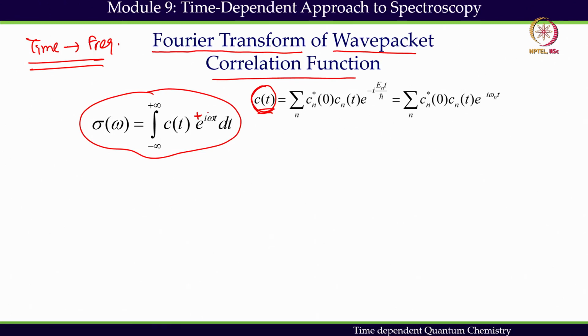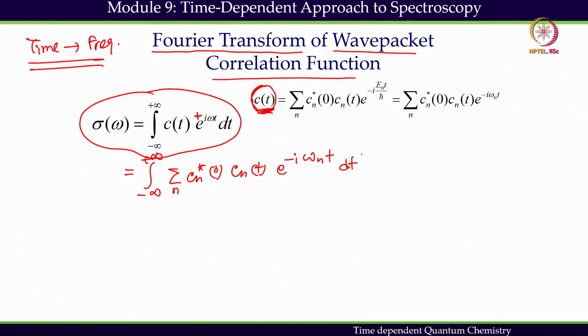There is a reason why we are doing it, because it will give a very interesting outcome, very interesting information which will emerge, which is hiding within this time correlation function. So let us do that. If we do this integration, we just have to insert the form, from minus infinity to plus infinity. C(t) is now going to be the sum over n of Cn star 0 Cn(t) e to the power minus i omega n t.